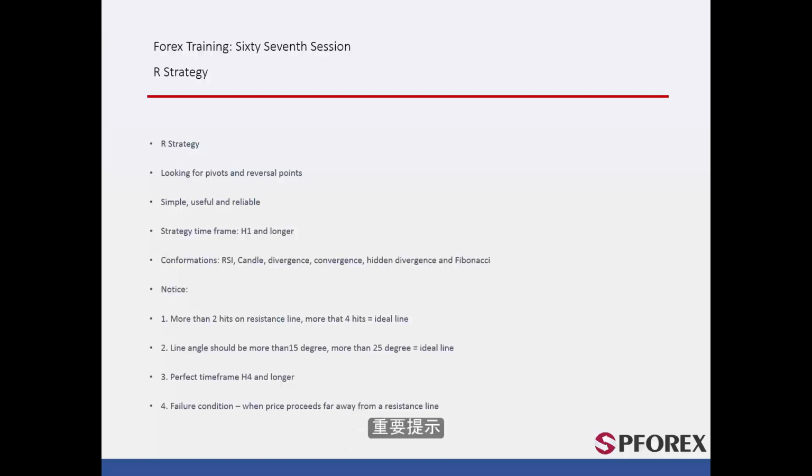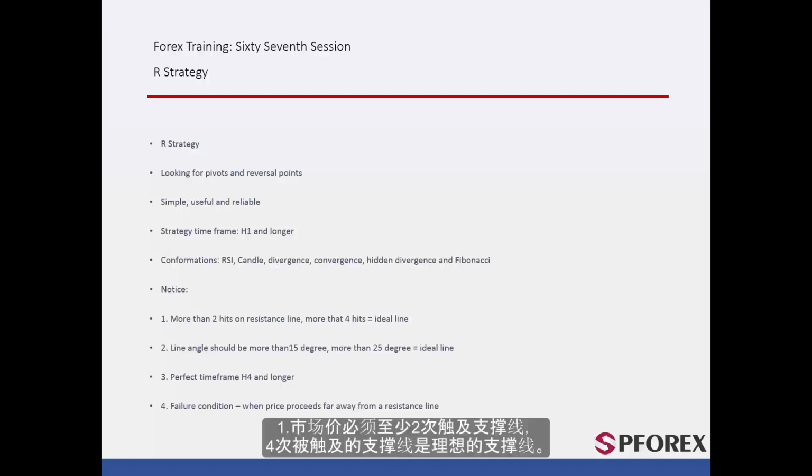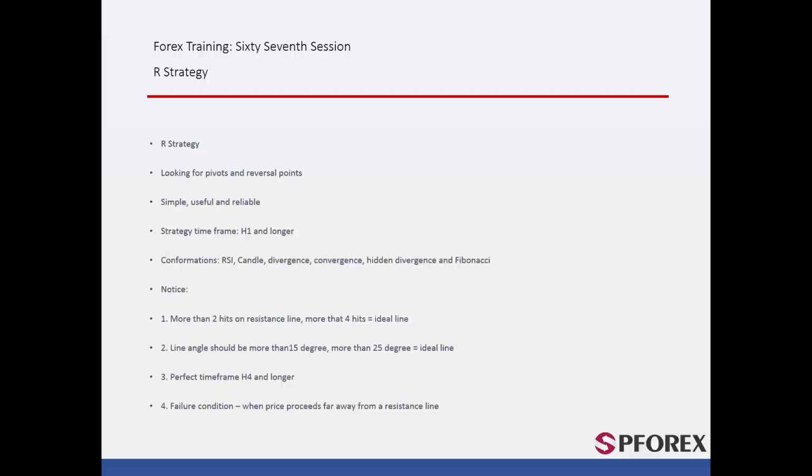Remarkable notifications. A trader must consider the following aspects. Market price must touch the support line at least twice. Support line with more than 4 hits is an ideal support line. A suitable support line has an angle greater than 15 degrees, while it would be ideal if the angle was over 25 degrees. Appropriate time frames are R4 and longer span.